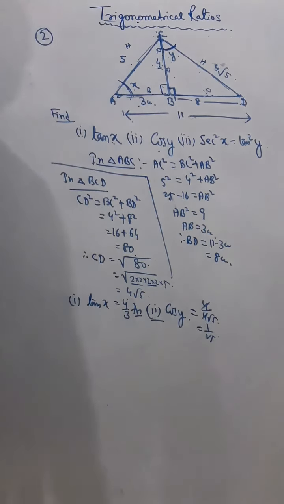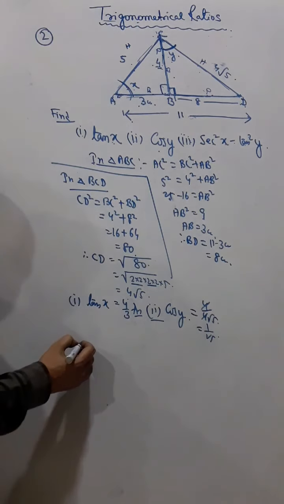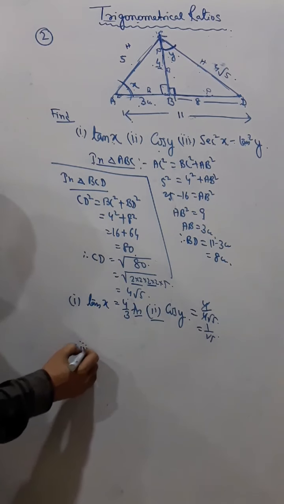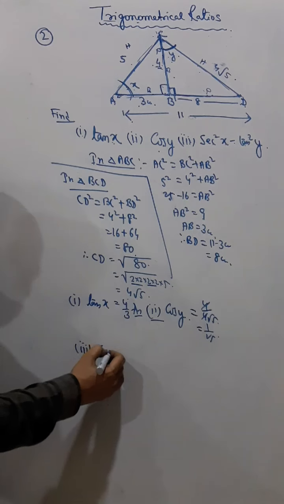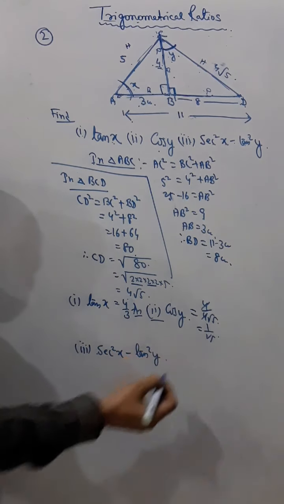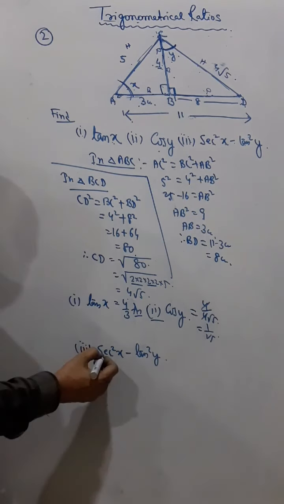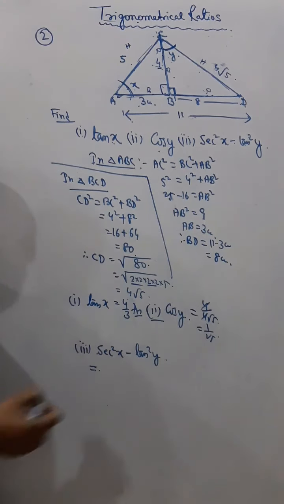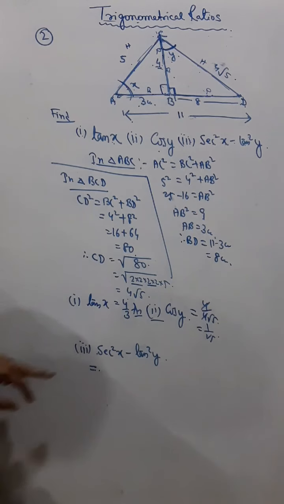Okay. Similarly, number 3 also, sec square x minus tan square y. Sec square x minus tan square y. And as you know, sec is the reciprocal of cos. So cos is base by hypotenuse. So sec means hypotenuse by base.